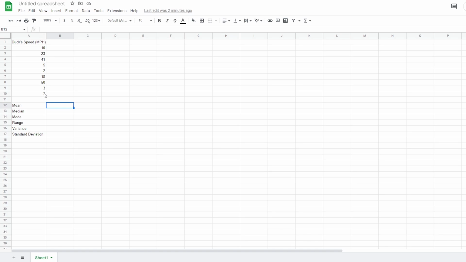I have 9 ducks and I have their speed. So they go very fast. The first thing we want to know is how to do mean. To start a formula, you press equals, then you put average to find the mean. Then you do parentheses, and then you highlight every single number that you have, and then press enter. Remember to not include "duck speed" because it can only calculate numbers. When you put words in, it's going to give you an error.